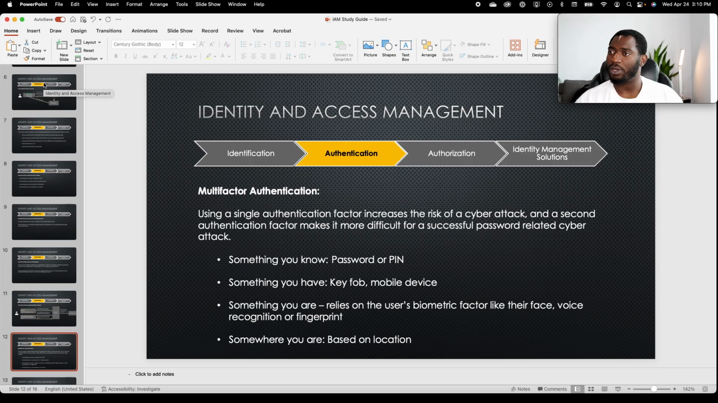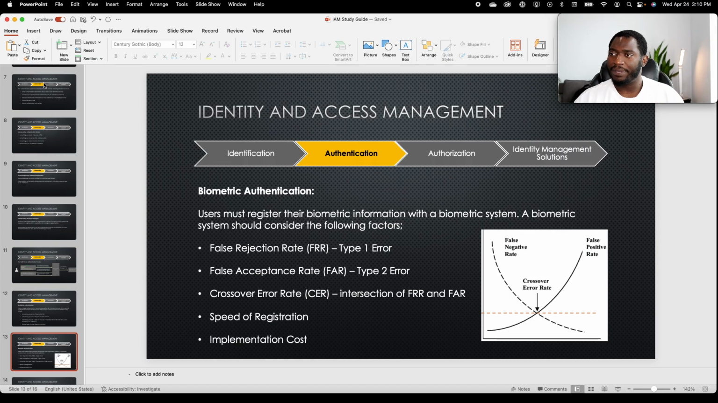And somewhere you are, which is based on location. This would be an example of the types of authentication factors that exist that can be combined to meet a multi-factor authentication process. Now, let's talk about the biometric authentication process.